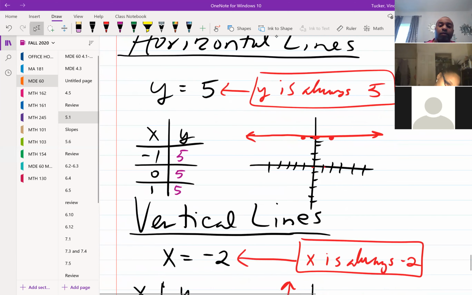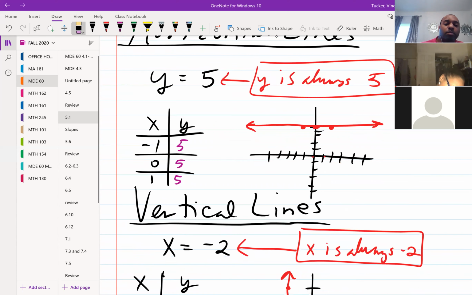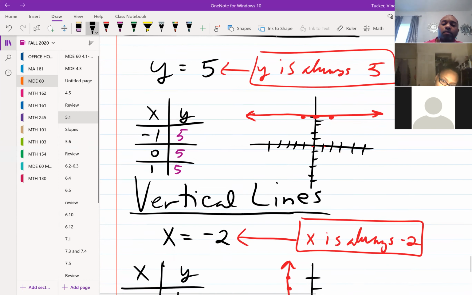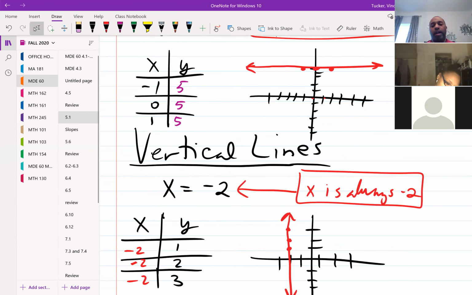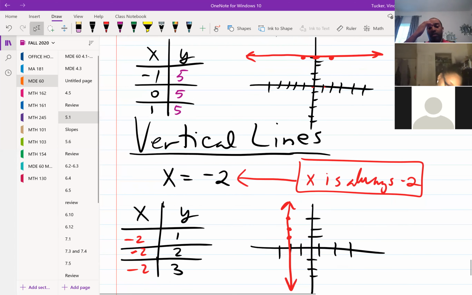And then the same thing happens for vertical lines. But instead of getting y equal to, you have x equal to. So if I have x equal to negative 2, that means x is always going to be negative 2, no matter what y is. Remember, y can be anything. And so you graph that. Go to left 2, up 1. Left 2, up 2. Left 2, up 3. And that will give me a vertical line at negative 2.